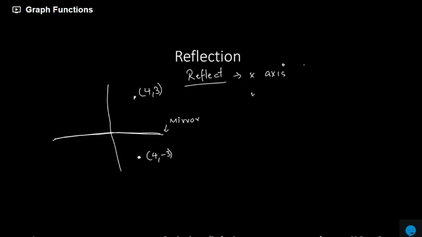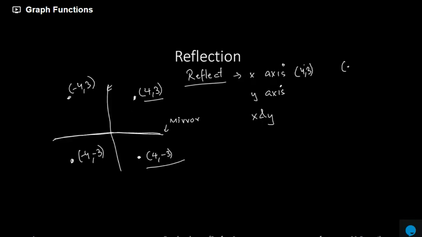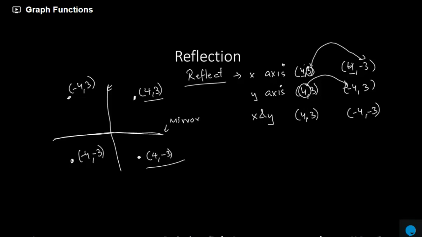Similarly, if I reflect this point according to the y-axis, making this the mirror, then the point would look like this, and the coordinates of the point would be -4, 3. And if I reflect it according to both the x and y axes, then this point would become -4, -3. Now see the change here. When I reflected the point according to the x-axis, what changed? The x remained constant and the y coordinate changed. Similarly over here, when I reflected 4, 3 according to the y-axis, the y coordinate remained the same, and the x coordinate changed. And when I reflected according to both the axes, the signs of both the coordinates x and y changed in this figure over here.